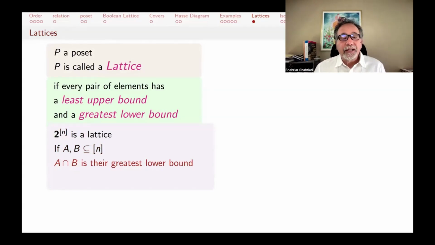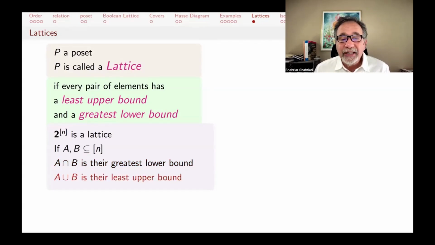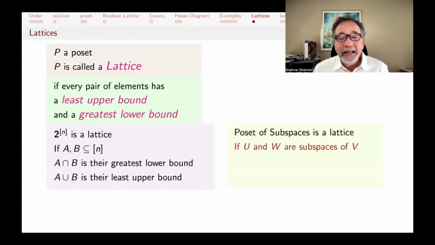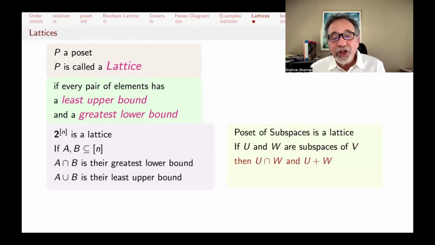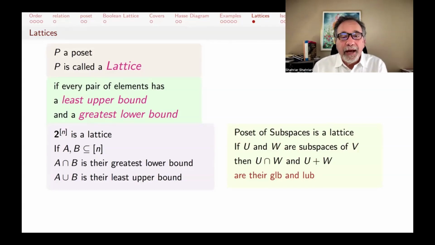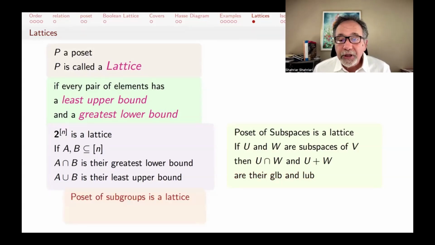If A and B are subsets, then A intersection B is their greatest lower bound, and their union is the least upper bound. If you look at the poset of subspaces, that's also a lattice. If you have two subspaces of a vector space V, then their intersection and their sum is their greatest lower bound and least upper bound, respectively. If you don't know what the sum of two subspaces is, watch my video in the linear algebra section that talks about that. The poset of subgroups is a lattice.